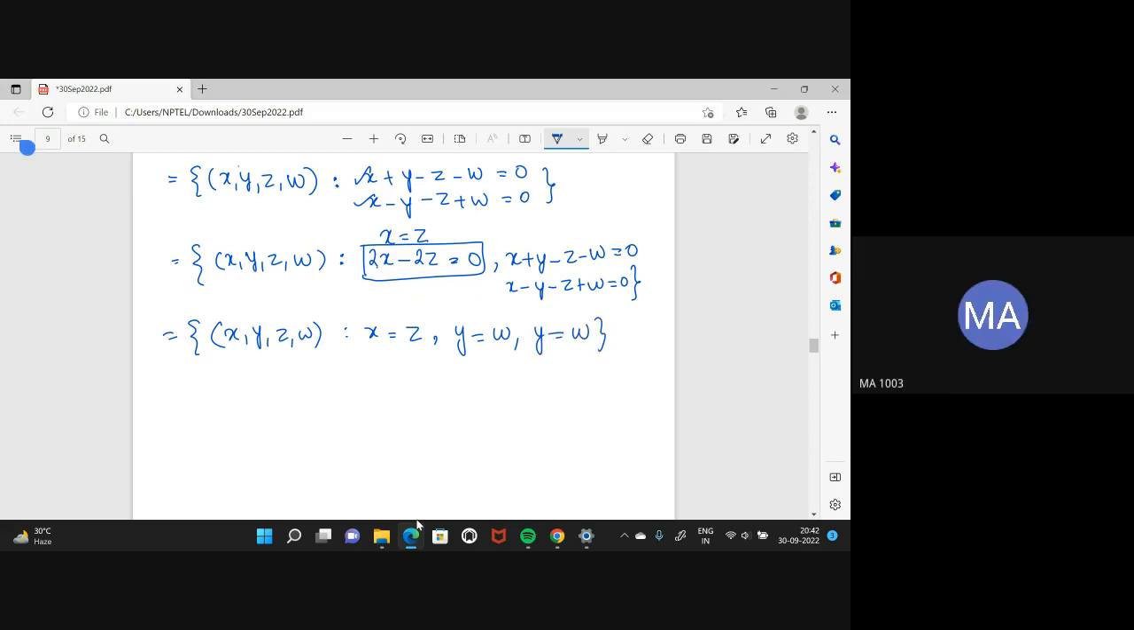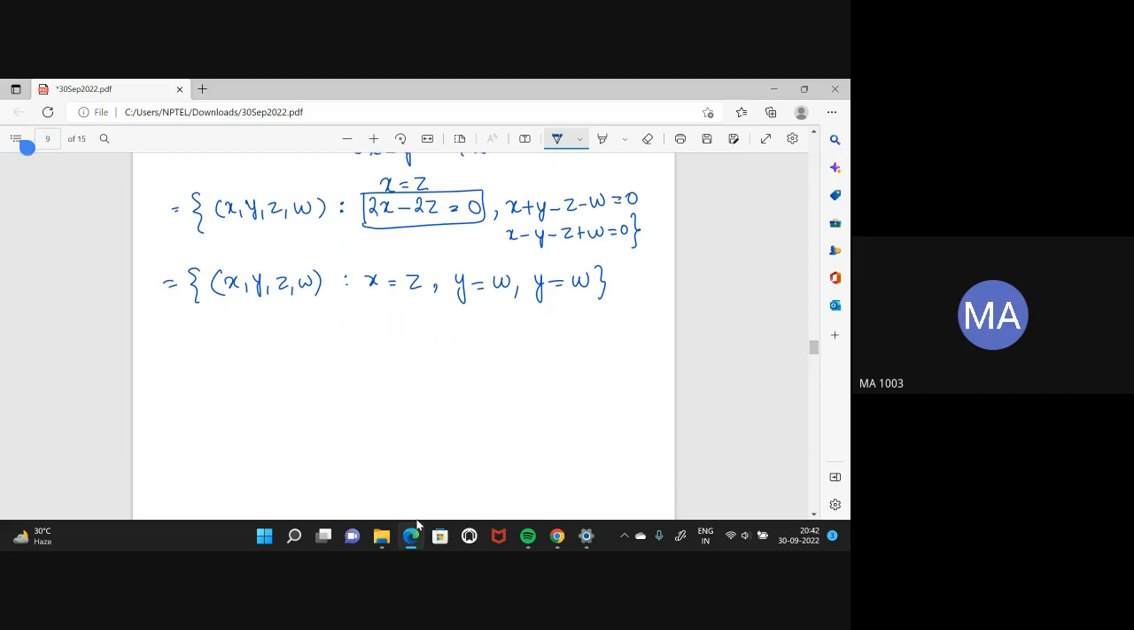So now you see it is unnecessary to keep both. So you will get y is equal to w. So we will just move forward with x equals z and y equal to w. So the vector is x, y, x, y. Right. x and y can be anything.